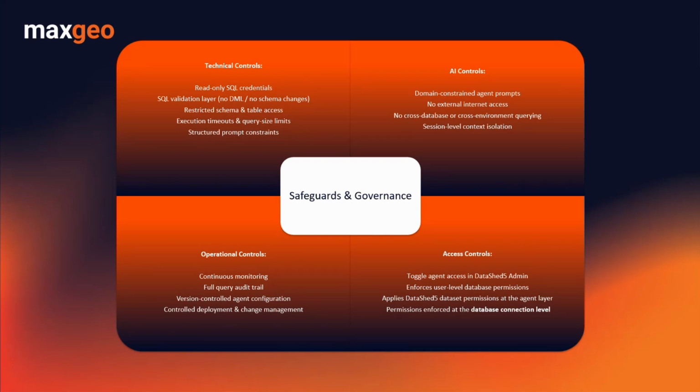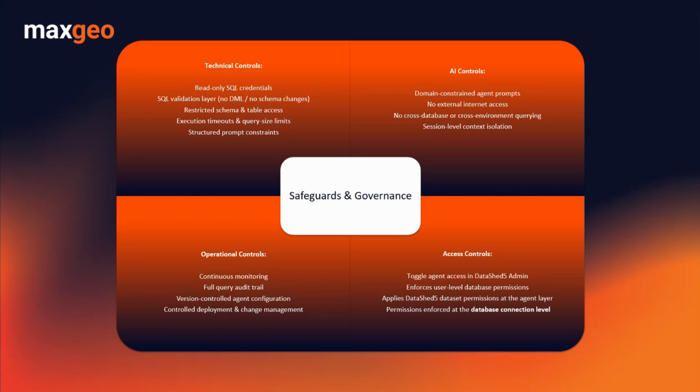But there's technical controls in place. So read-only SQL credentials, this is passed in multiple ways. So first, when you come through Datashed 5, we're only ever passing user permission to the agent, and also the connection from the agent to the database is read-only. It's only ever going to be read-only, and that is it. So it has no control over the database other than executing those queries to read the data back.